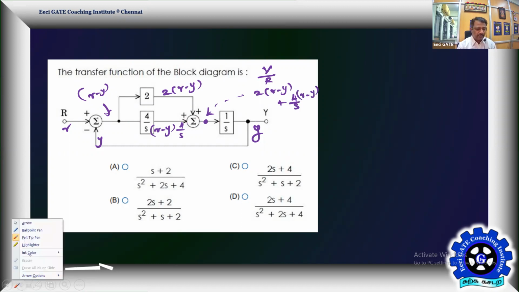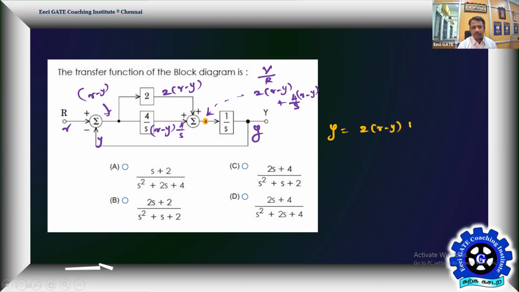So straight away now I can write y like this. What is my y now? Y is equal to the two signals getting added here, which are getting integrated, that is into 1 by s. So 2 times r minus y plus 4 by s into r minus y, getting integrated into 1 by s, that's your y. So you got the desired equation as a function of y and r. Ultimately, the goal is to go for y by r, then you make it formally y of s by r of s. That's the best possible way.